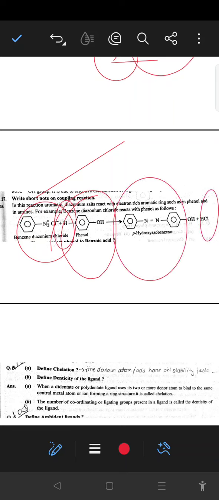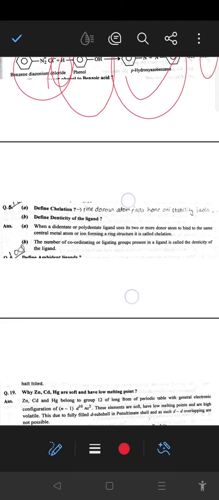Next, again an important reaction, write a short note on coupling reaction. In a coupling reaction, when benzene diazonium chloride reacts with phenol, HCl is removed and para-hydroxyazobenzene is formed as the product. This is called a coupling reaction.